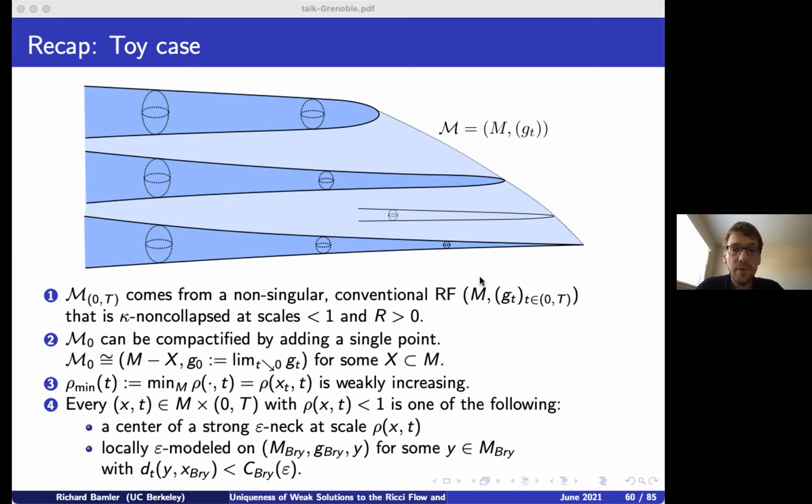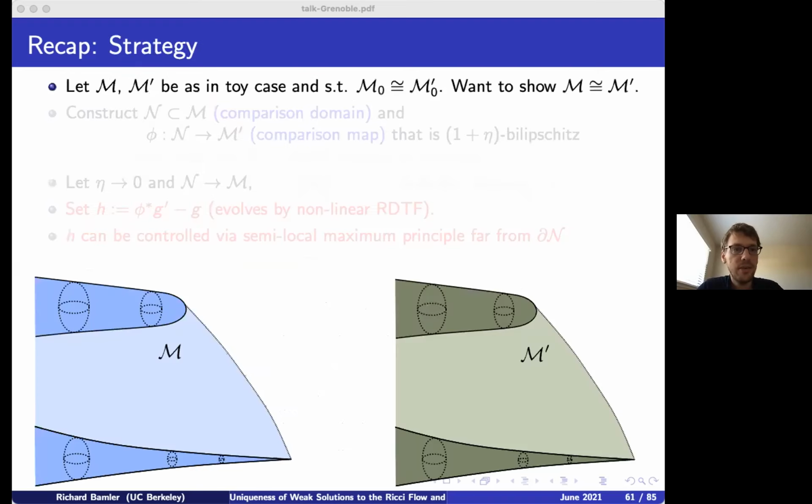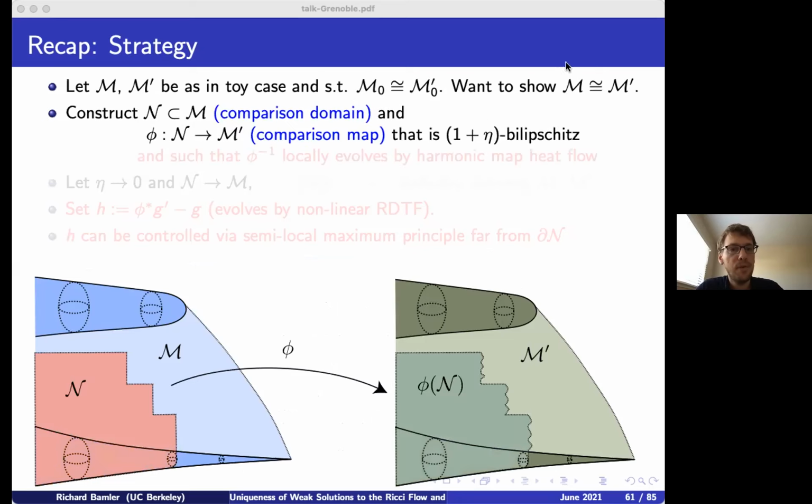All right, so we're only going to worry about flows of this type. And then, as I said, what will be our strategy? Again, our strategy will be to take two of these flows, M and M prime, with isometric initial condition, and our goal will be to compare both flows and show that they are the same, or isometric. We'll do this by constructing this comparison map.